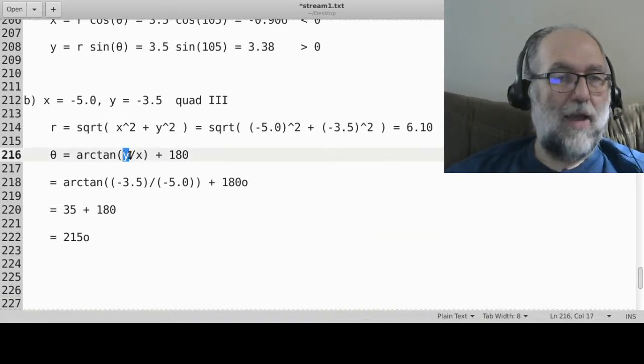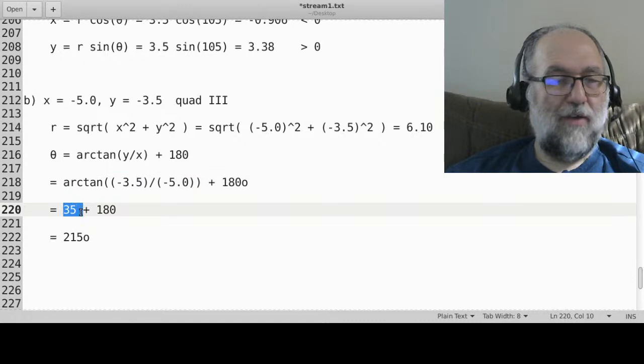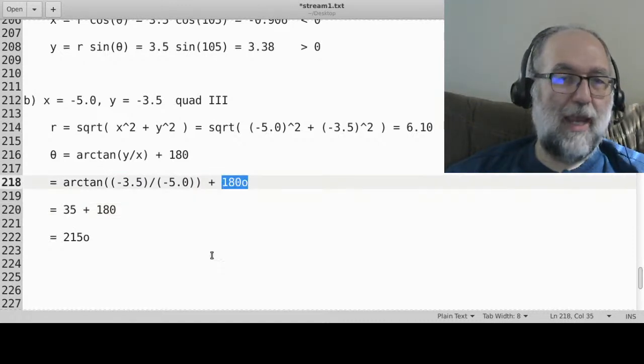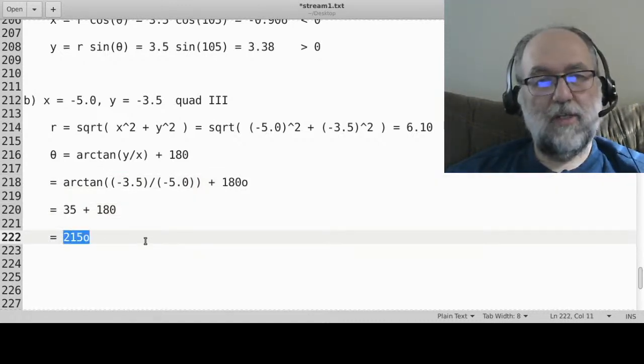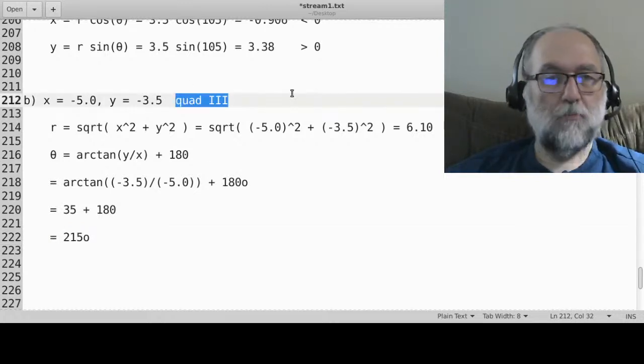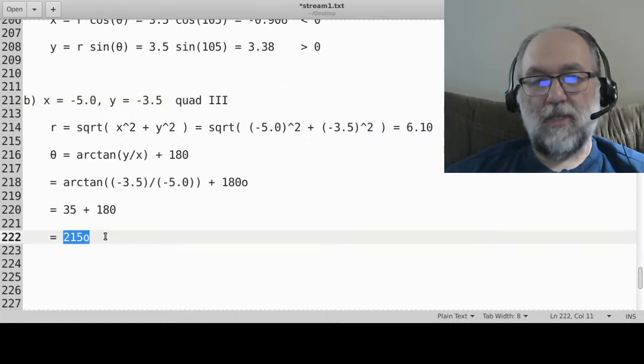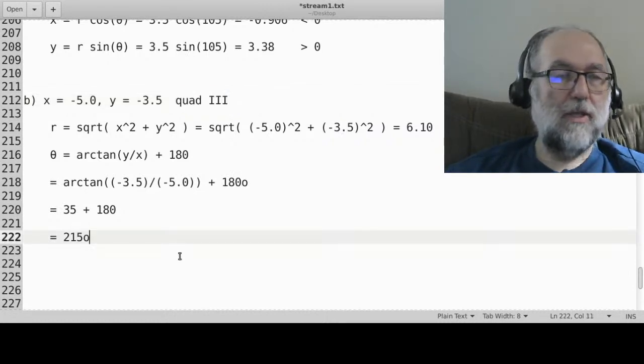Okay, so the y value was -3.5, and the x value was -5. All right, so we get -3.5 divided by -5. Take the inverse tangent of that and you get 35 degrees. Then you have to add 180 to it and you get 215 degrees. And is 215 degrees in quadrant 3? It is. Okay, it's more than 180 and it's less than 270. Okay, so it works out.